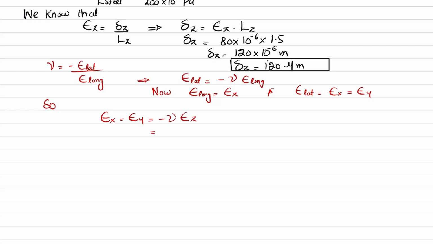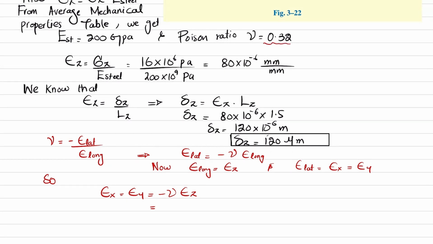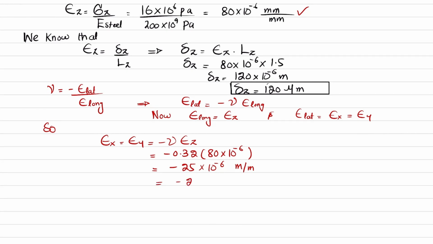Nu is taken from this table, which is 0.32. So minus 0.32 multiplied by epsilon Z, which is 80 into 10 to the power minus 6. Okay. So when you solve this, you will get the value minus 25.6 into 10 to the power minus 6, and the unit will be meter per meter. Clear? And that will be minus 25.6 micrometer per meter. This is epsilon X and is equal to epsilon Y, strain in lateral direction.